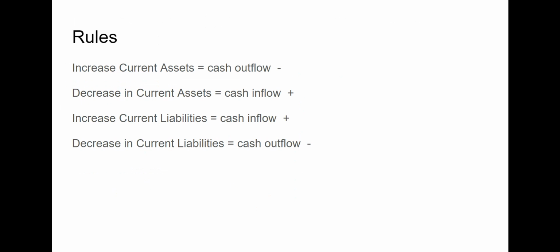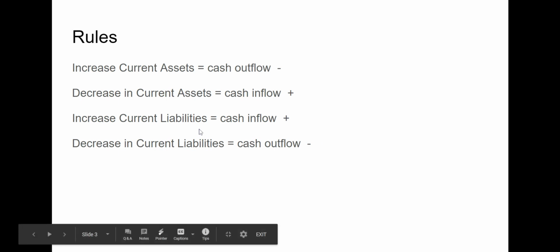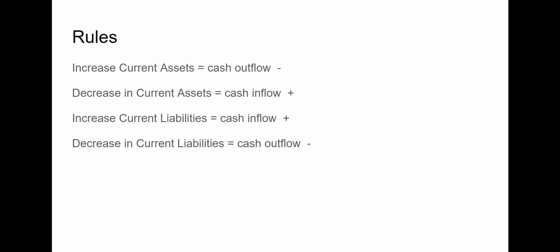Just some quick rules. An increase in current assets is a cash outflow. So if you bought some extra inventory, obviously in purchasing that inventory, you would have had to spend cash. So if we increase our inventory, cash must have flown out of the business. And similarly, if we decrease the amount of inventory and we sold it, then there would be effectively a cash inflow because of the money being received for selling that inventory.